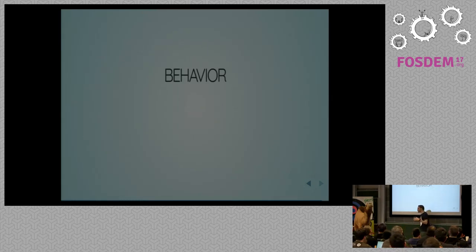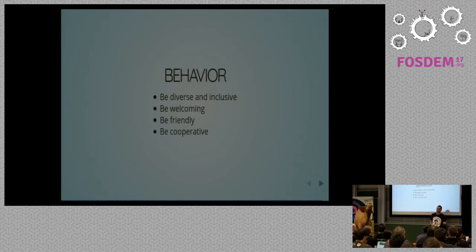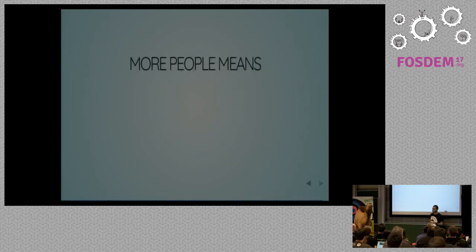Last, rules on behavior. These are my rules of behavior, and these are the rules of behavior that we want to enforce anywhere within the Perl 5 core development, and I really suggest within the entire community. First, diversity and inclusiveness is crucial. Be welcoming. Be friendly. Be cooperative.